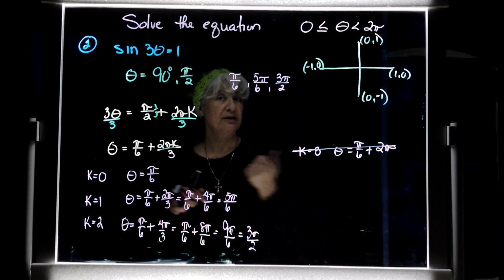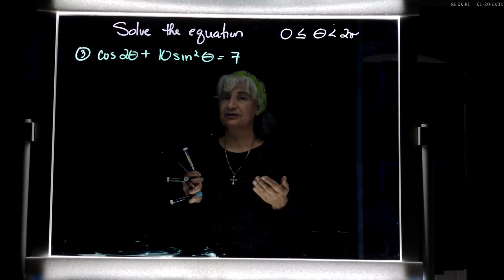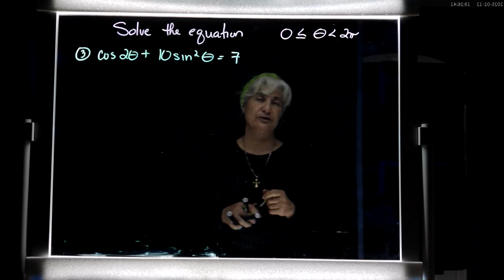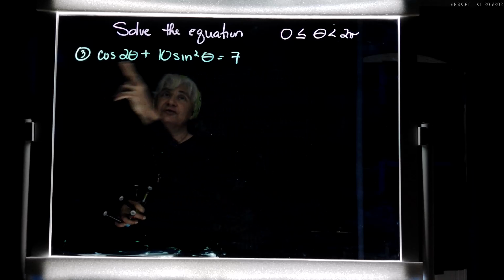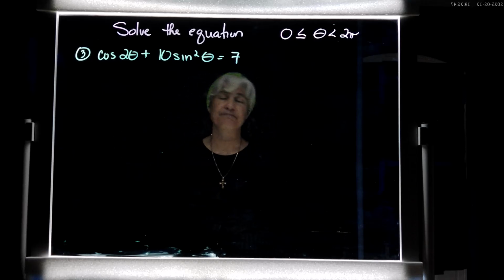So example number 3, coming your way. Okay, last problem. Did you get it? You're like, this one was a little bit different. Why? Because I have 2 different trig functions. I have cosine and sine. And I'm like, well, what am I supposed to do with that?